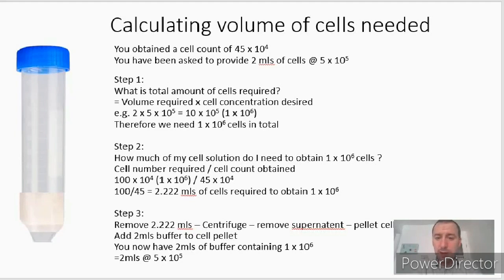Say, for instance, the cell count you obtained was 45 by 10 to the 4. Then in order to work out how many cells we need to achieve 2 mils of cells at 5 by 10 to the 5, we need to follow the 3 steps that we're about to cover.